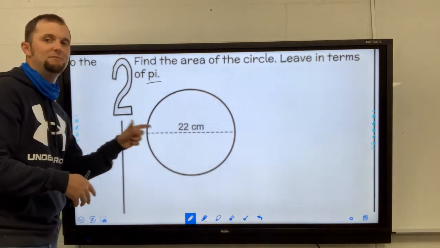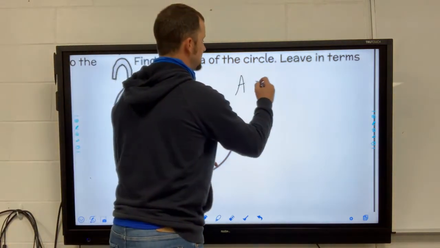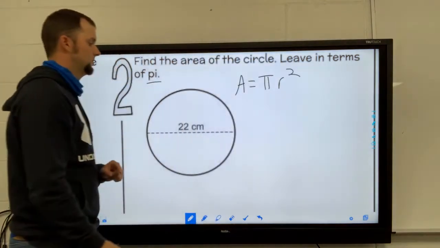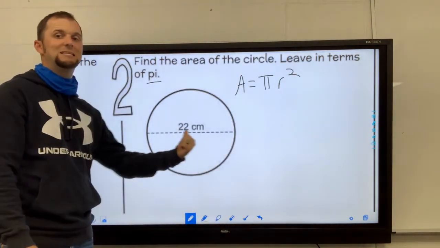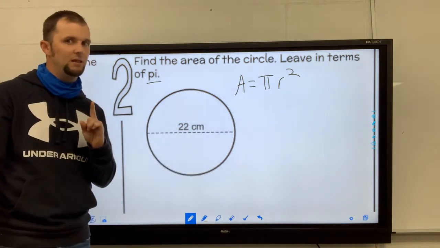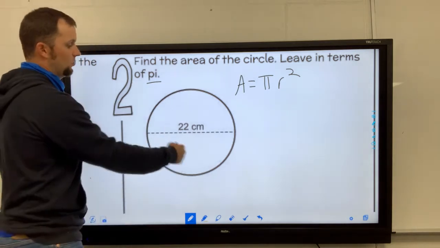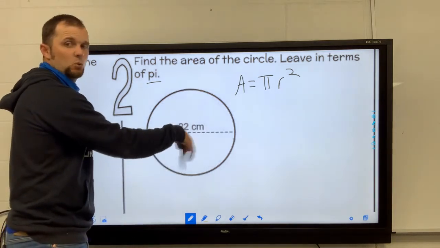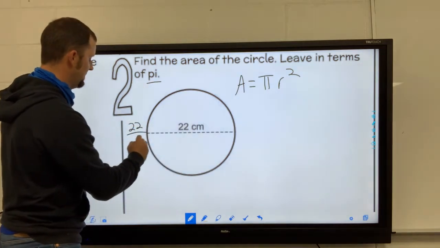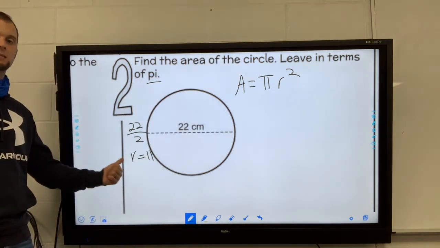So let's go ahead and just leave my answer in terms of pi. So I know to find the area of a circle, A is going to equal pi times the radius squared. In this instance, they're giving me the distance all the way across the circle. This is my diameter. This is the thing you'll need to realize: the radius is 1/2 the diameter. So in order for me to find the radius, I've got to take 22 and divide by 2. So 22 divided by 2 is going to give me 11. So in this instance, my radius is going to be 11.